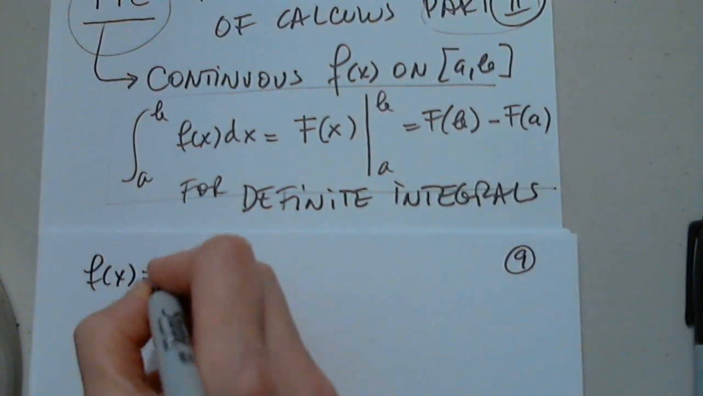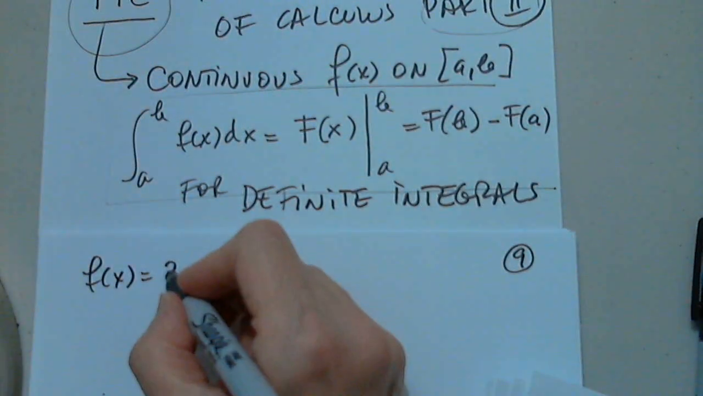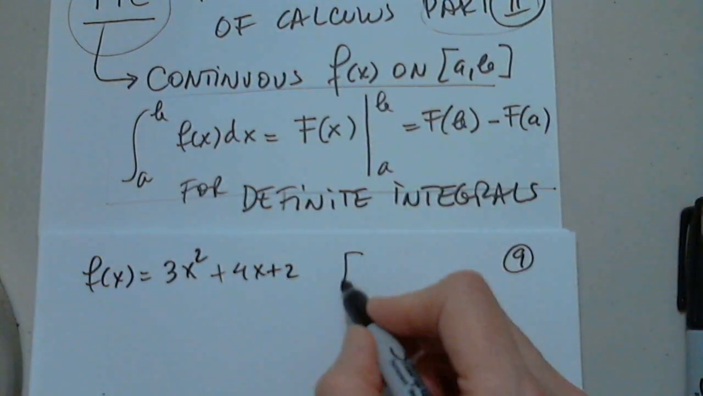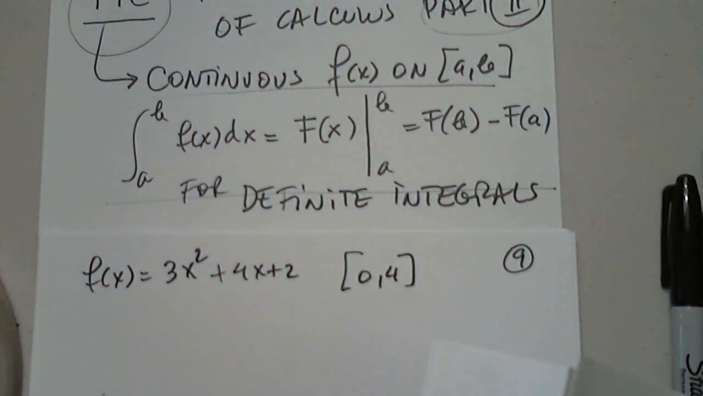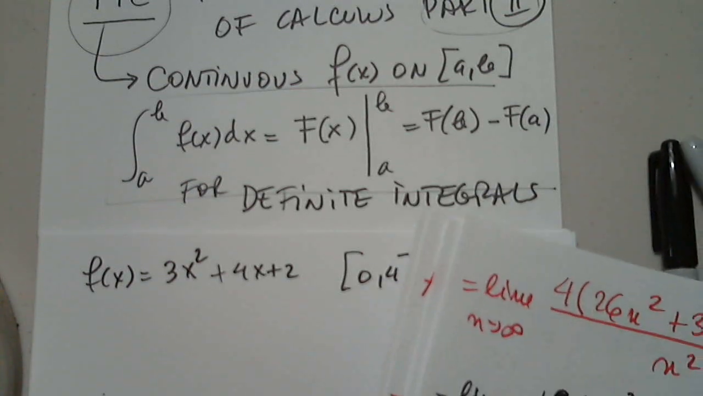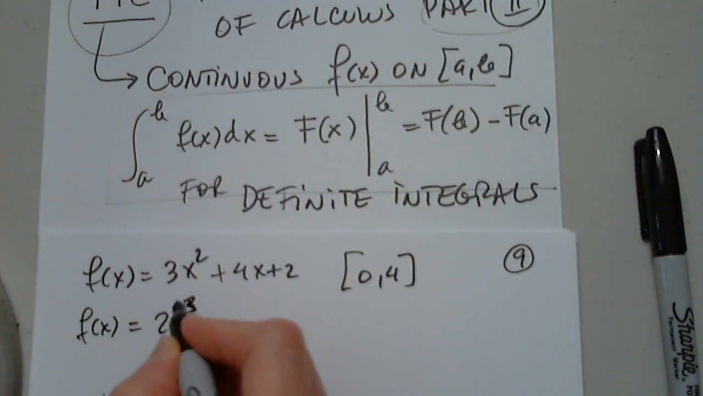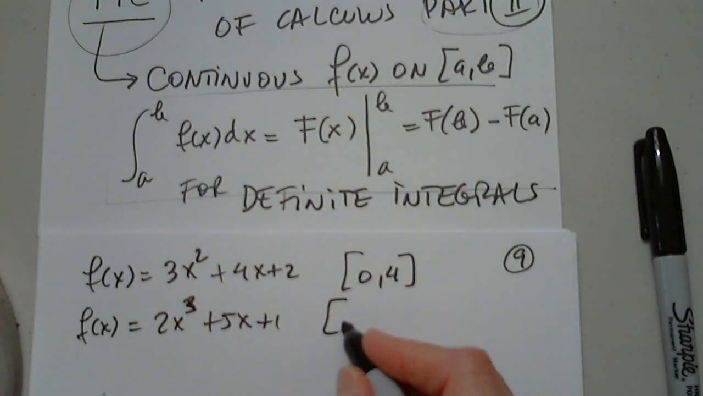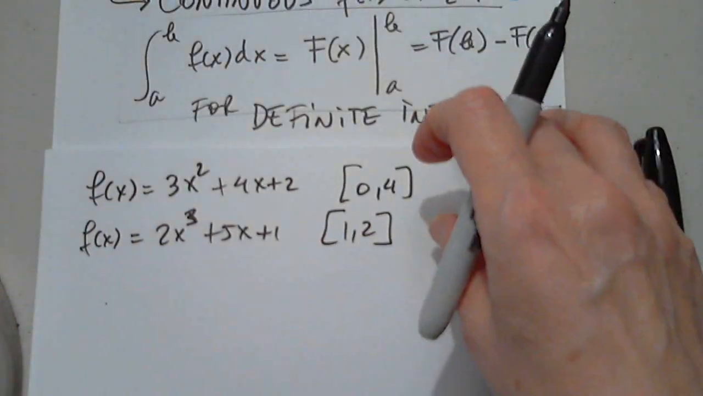So we had 2 functions. You gave me this one, 3x squared plus 4x plus 2. And the interval was 0, 4. And then you also gave me 2x cubed plus 5x plus 1, and the interval 1 to 2. Perfect. I don't remember the answers. We'll go back and check.